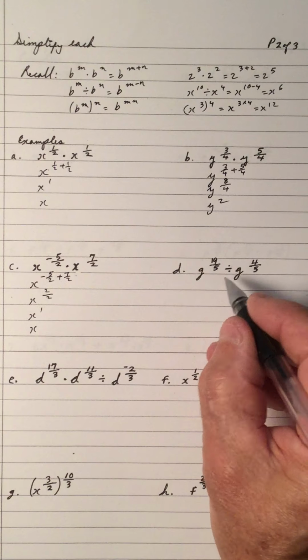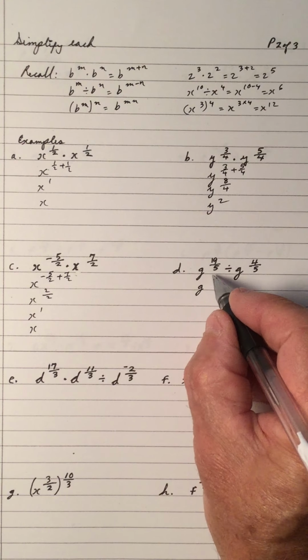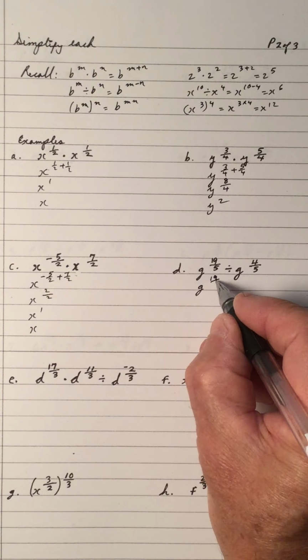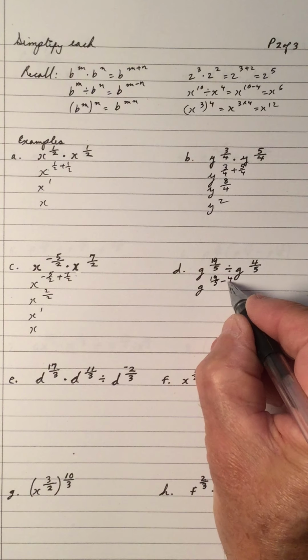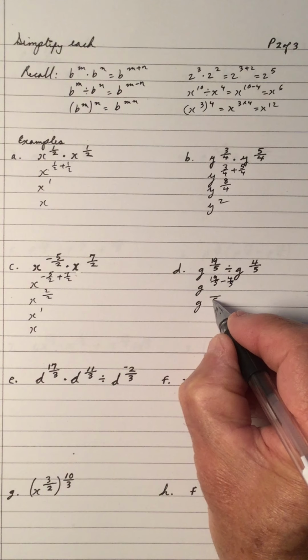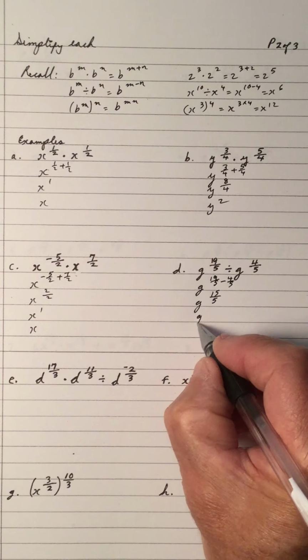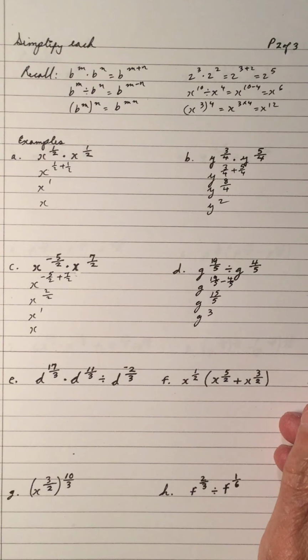And again, we're dividing, so we have like bases. We have to have the same bases, which is g. And when we divide, we subtract the exponents. Base is g, common denominator is 5. 19 subtract 4 is 15, so that's g cubed.